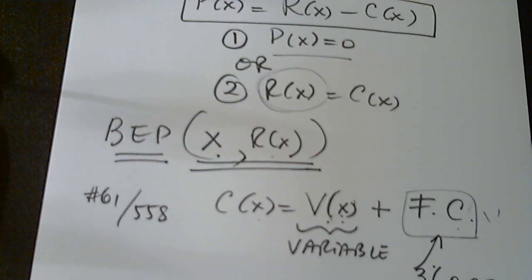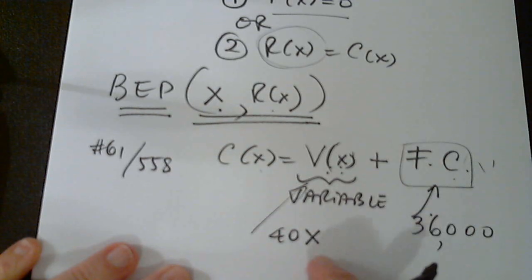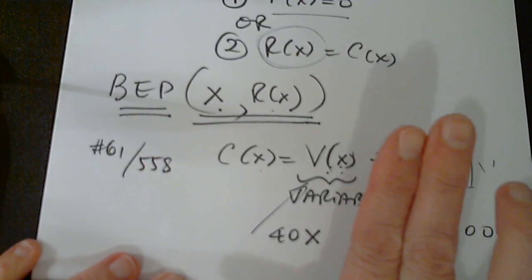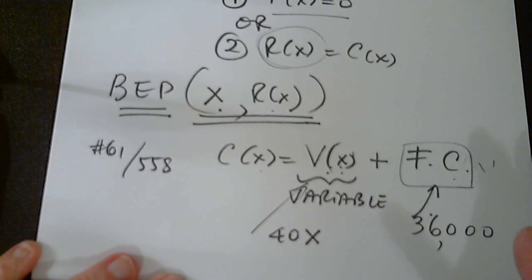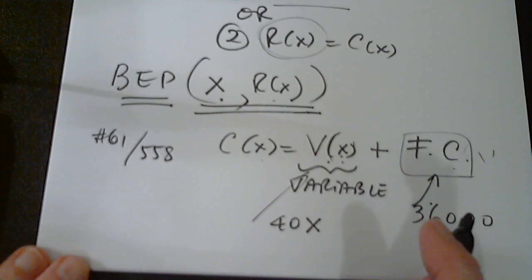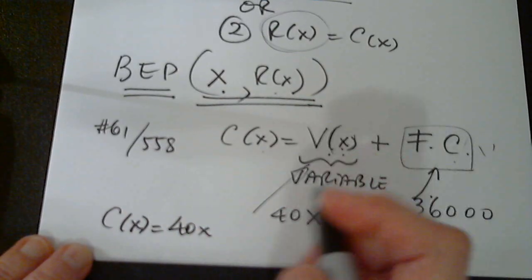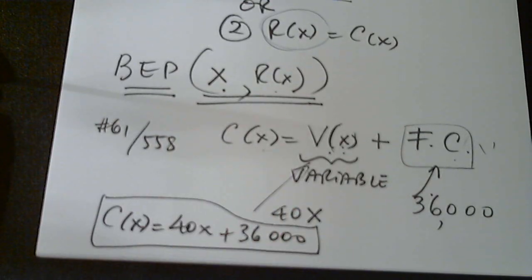Okay, let's move on. It costs $40 to produce each. So this is the variable. If I only manufacture 1, it will cost me 40. If I manufacture 2, it will cost me 80. If I manufacture 3, it will cost me 120, and so on and so forth. So I do have the cost function now. So the total cost will be 40x, which I know is the variable cost, plus 36,000, which is the fixed cost. And this is it for the cost function.